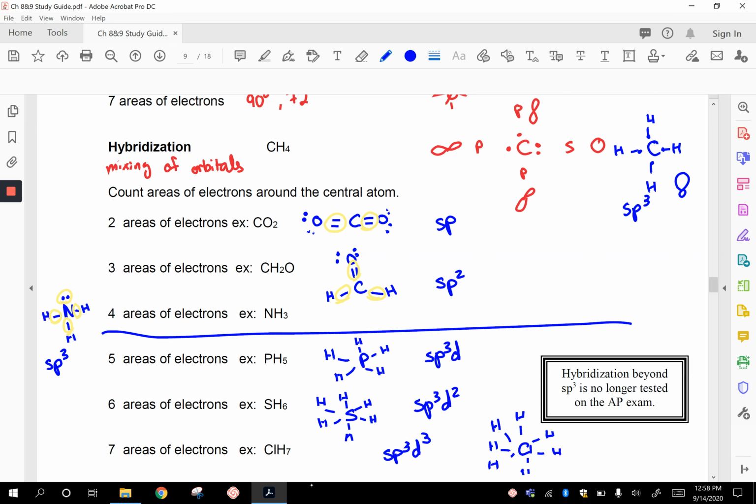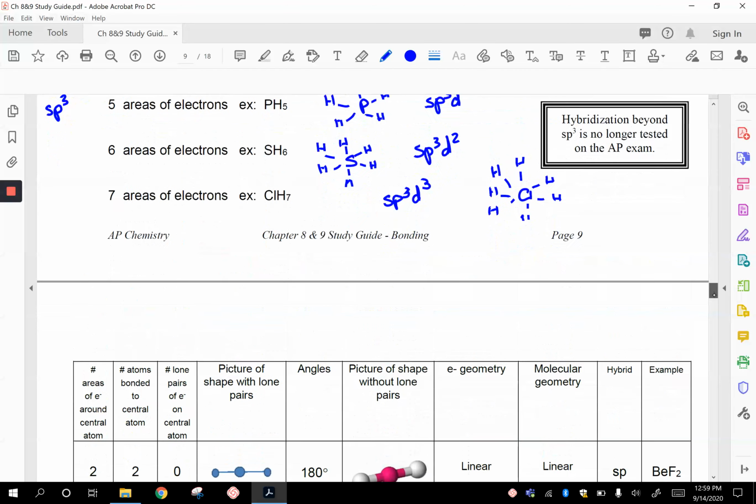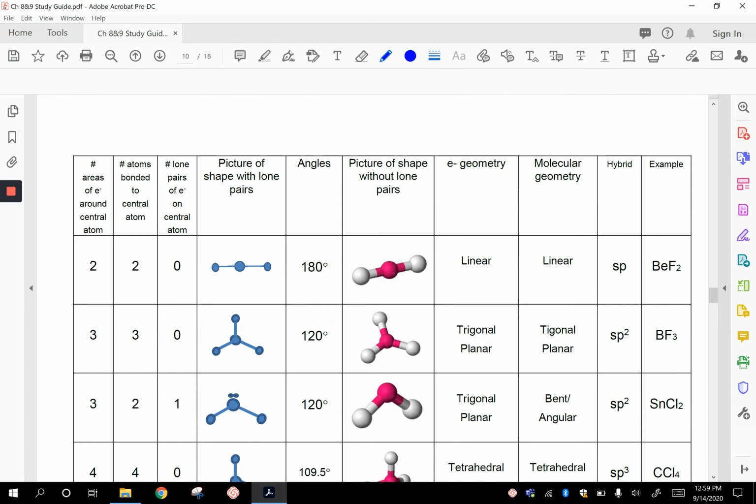I just put them here in your notes, just in case when you go to college they are still teaching these hybridizations. But for my test and for our AP exam and semester exam and everything, we're only going up to sp3, so you just need to know sp, sp2, and sp3 hybridization. Okay, in our next video, we're going to talk about all these different shapes and their hybrids and their angles and all that good stuff.